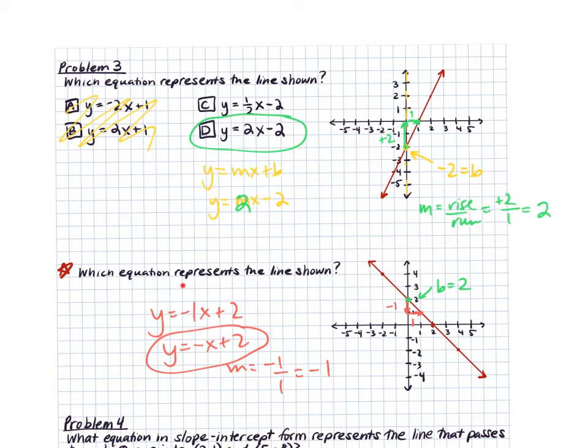And I do accept this answer, but I want you to get used to algebra. We no longer write that 1 in front of the x. 1 times any variable, you just don't have to write. So this is y equals negative x plus 2.